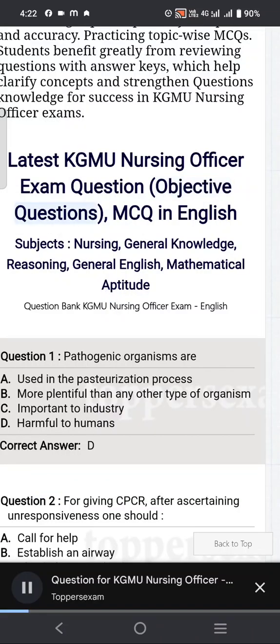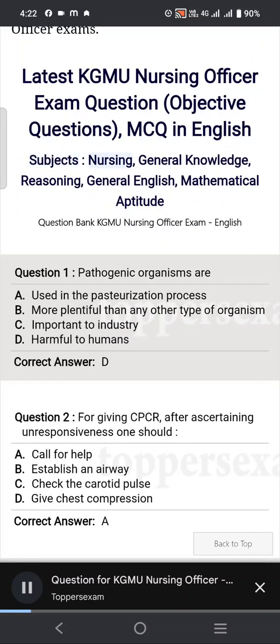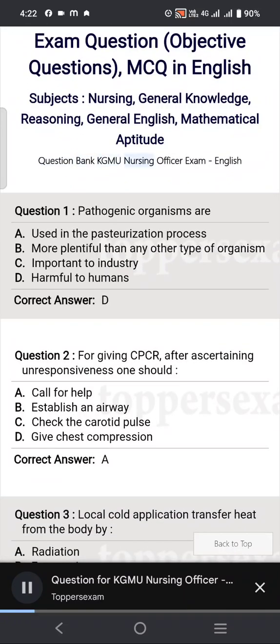Objective questions, MCQ in English. Subjects: nursing, general knowledge, reasoning, general English, mathematical aptitude. Question bank, KGMU Nursing Officer Exam, English.